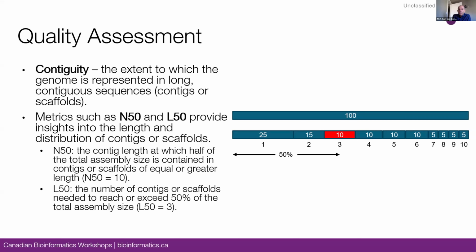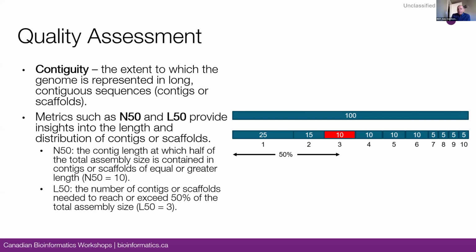So contiguity is the extent to which the genome is represented in these long sequences. Remember, the original genome can include the main chromosome and plasmids. So it may be that the optimal assembly is not just one contig, right? Because they're separate actual physical pieces of DNA.